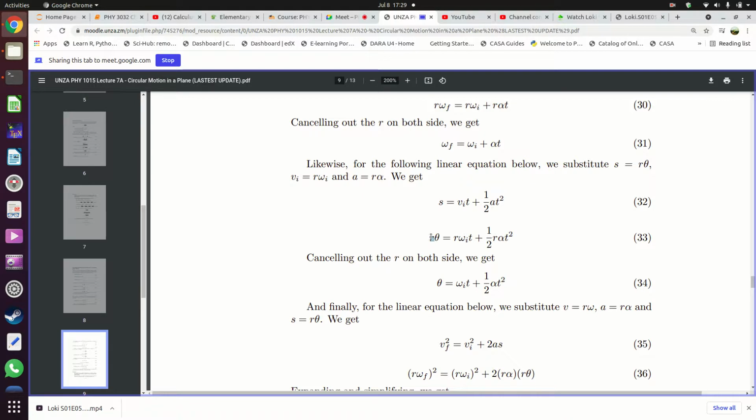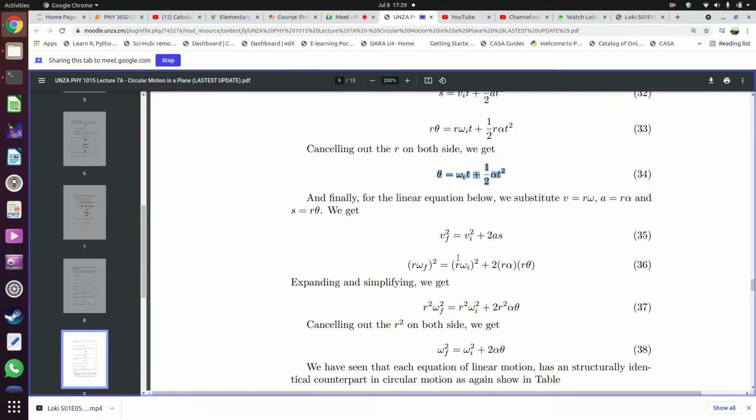So in this case, again, there's an r this side, there's an r here, there's an r there. We can factor out the r's and cancel them. When you do that, we end up with theta is equal to omega I t plus half alpha t squared. Again, you see that this equation, equation number 34, is an exact carbon copy of equation number 32, where there is S here, we have replaced it with theta. Where there is initial velocity, we have replaced it with the initial angular velocity. Then where there is the linear acceleration A here, we have replaced that with alpha. Again, another equation which is exactly a copy of the other one.